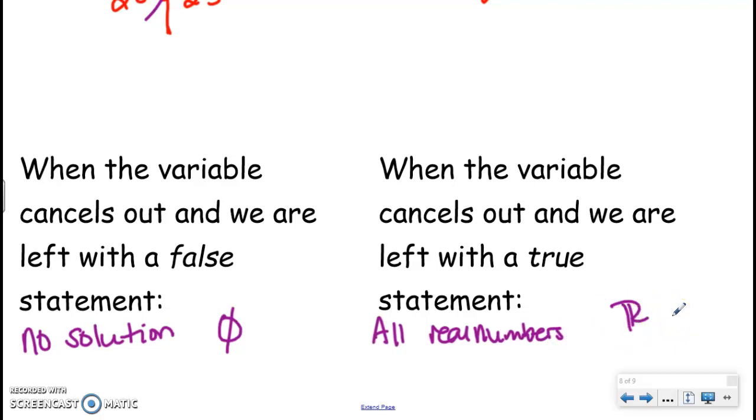So true statement, all real numbers, I can pick anything I could think of, plug it in, and it should work. No solution if it's a false statement and the variables all cancel and the two things are not equal, it's not possible to solve.